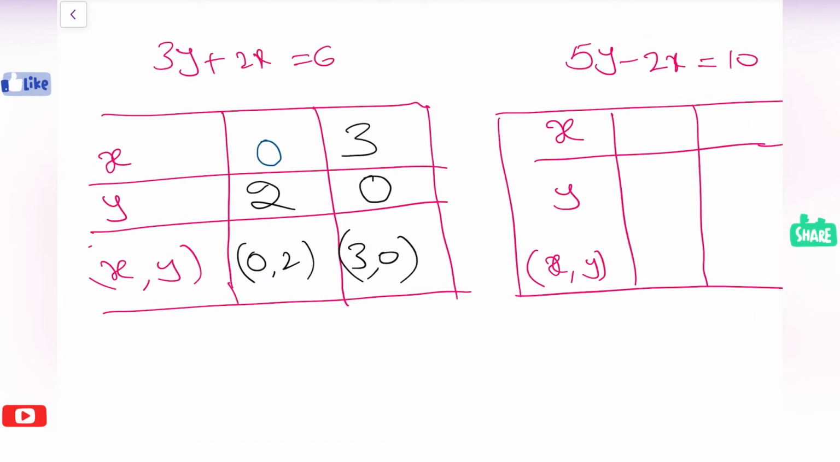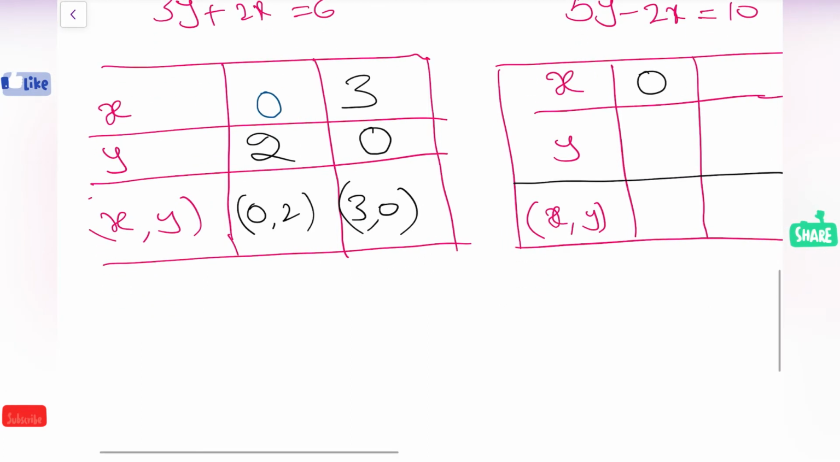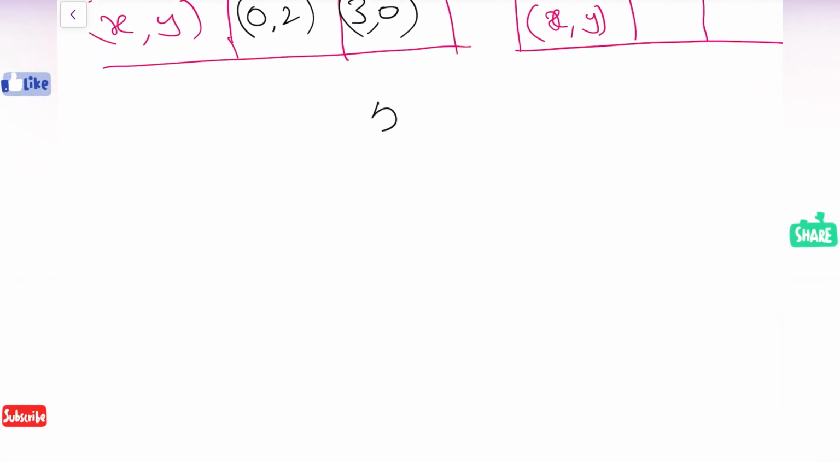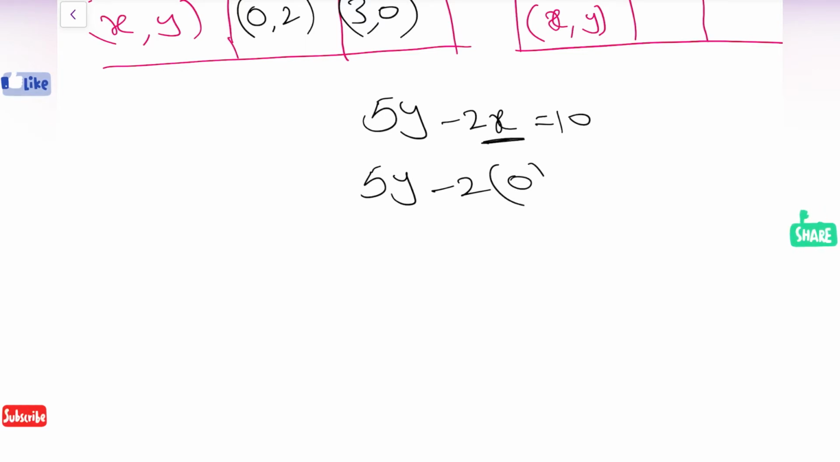In the second equation also I am going to do the same process, that is, take the x value as 0 first. Substitute 0 in the place of x. Okay, we have the equation 5y minus 2x equals 10. So 5y as usual minus 2 into, in the place of x substituting 0, equals 10. 5y minus 2 into 0, 0, is equal to 10. 5y minus 0, 5y equals 10.